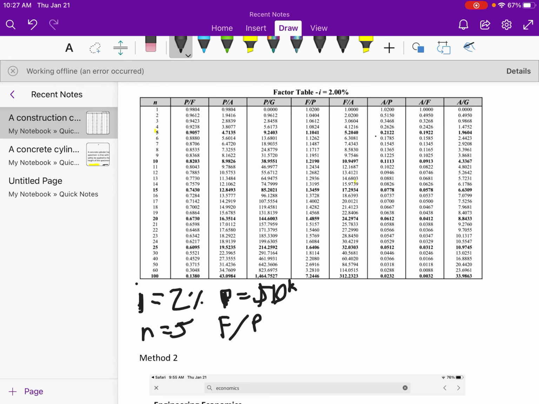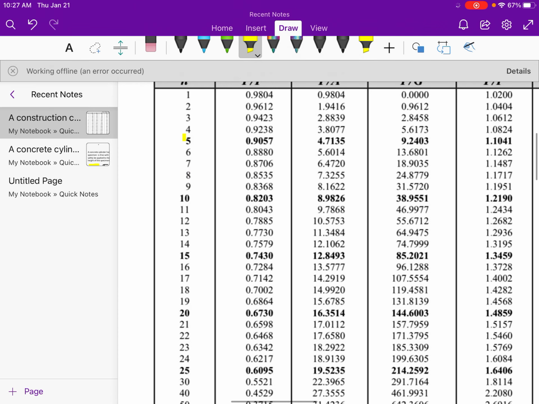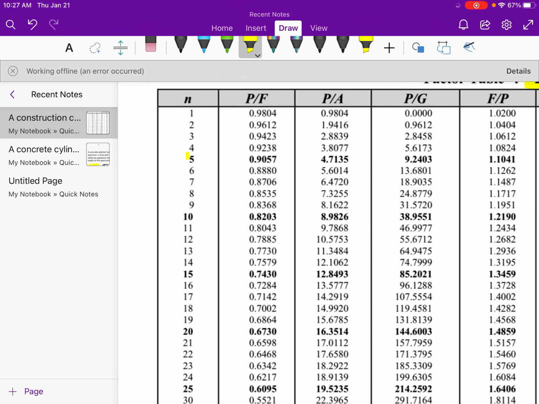So let's start highlighting some of these characteristics in the table and essentially find out where they intersect so we know what to multiply the principal by. So the interest rate is 2. Obviously, that's applicable for the entire chart. Number of years is going to be 5, and I'm going to need to scroll in for this.